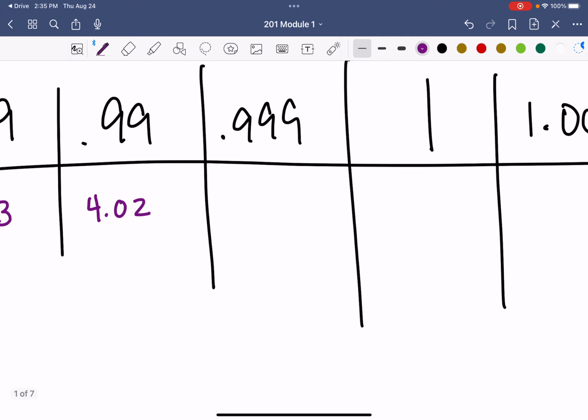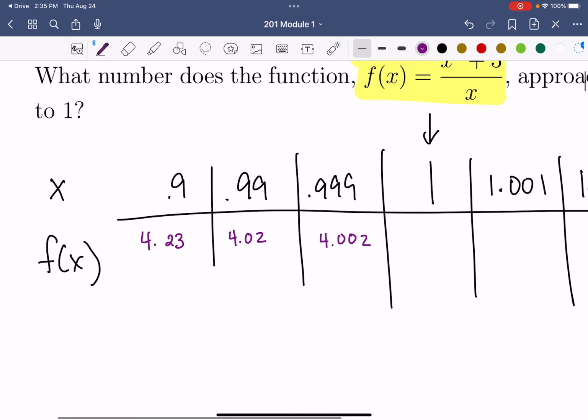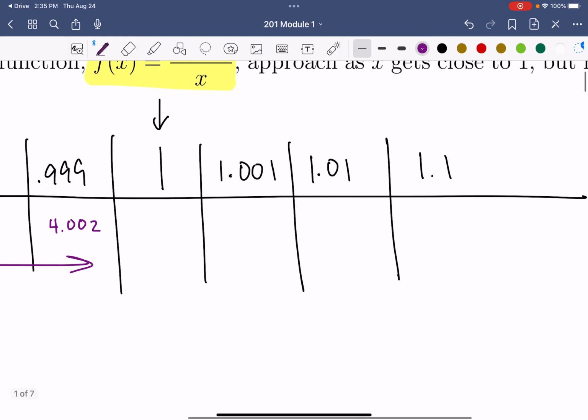And then I can take 0.999 and store that as my A. Second enter, and that will give me 4.002. Okay, so you can kind of see what's happening as we go this way. Where is my value approaching? Okay, and then let's go over here and do the same thing.